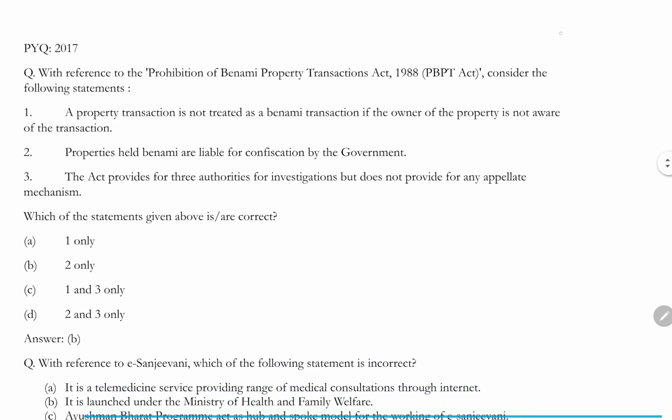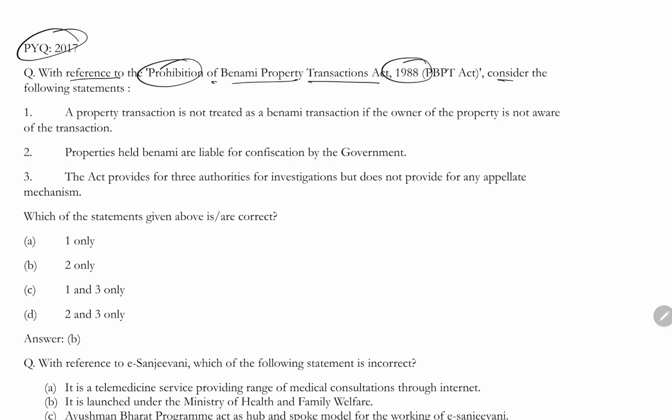Now moving forward, PYQ 2017: with reference to the Prohibition of Benami Property Transactions Act 1988, consider the following statements. The first is that a property transaction is not treated as a Benami transaction if the owner of the property is not aware of the transaction. So this statement is incorrect.